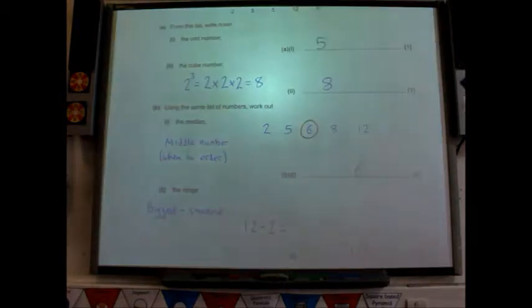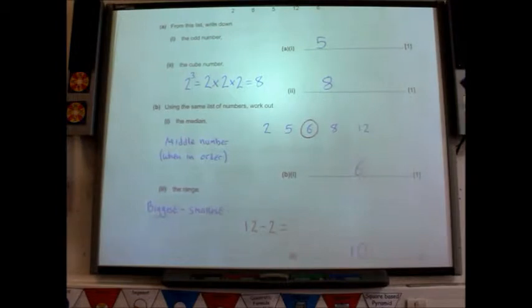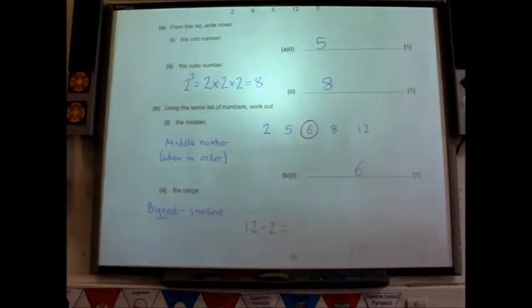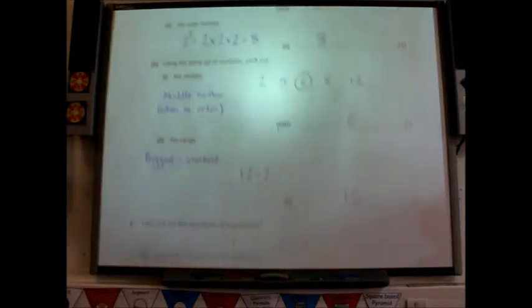The range is the biggest, take away the smallest. So in this case it is 12, take away 2, which gives you 10.